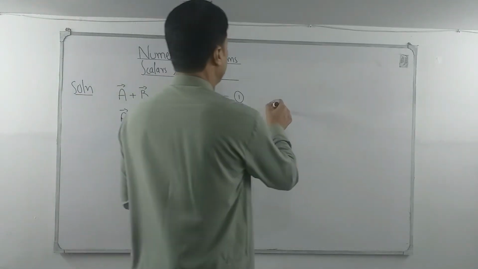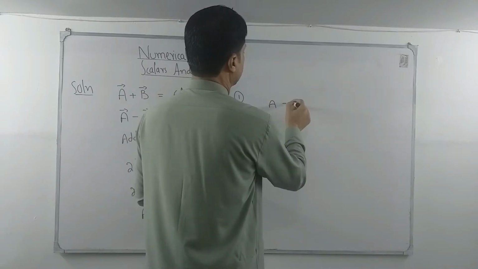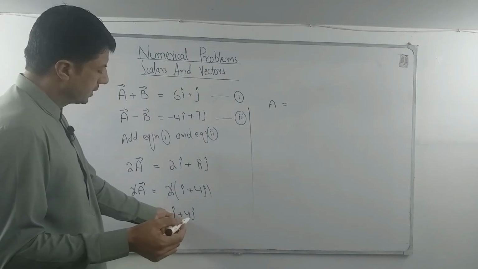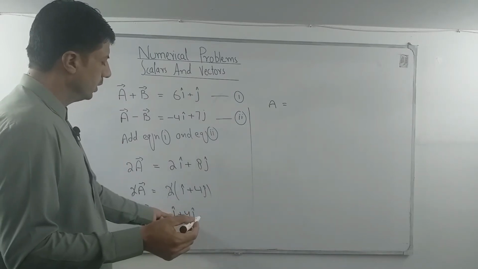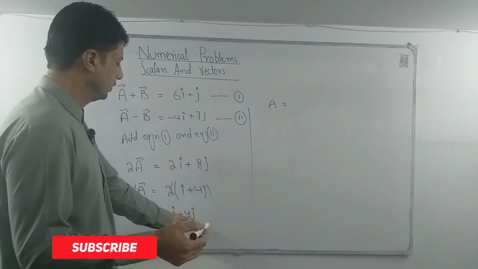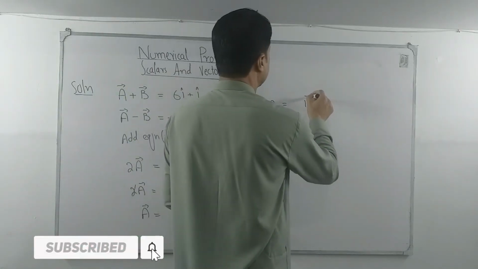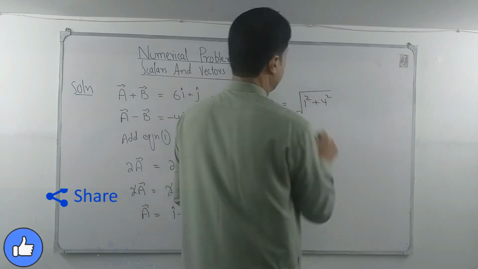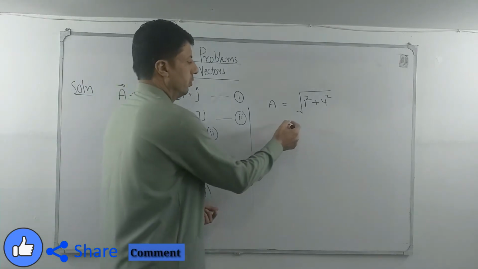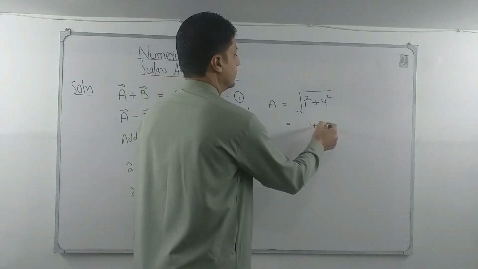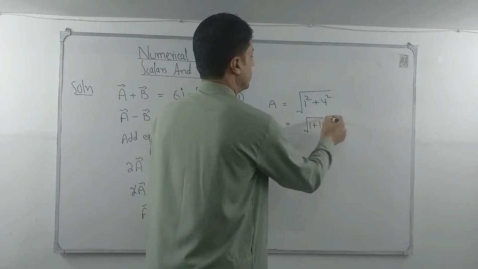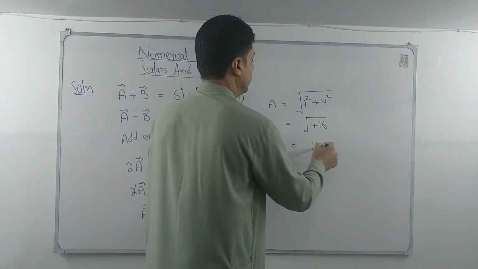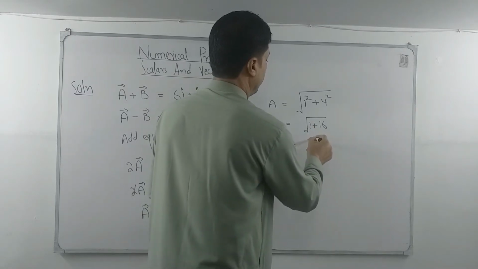So the magnitude of vector A will be equal to, the x coordinate of this vector is 1 and the y coordinate of this vector is 4. So 1 square plus 4 square under root. This will be the magnitude of vector A. Now 1 square is 1, 4 square is 16. So the magnitude of vector A is under root 17, and this is the final answer.